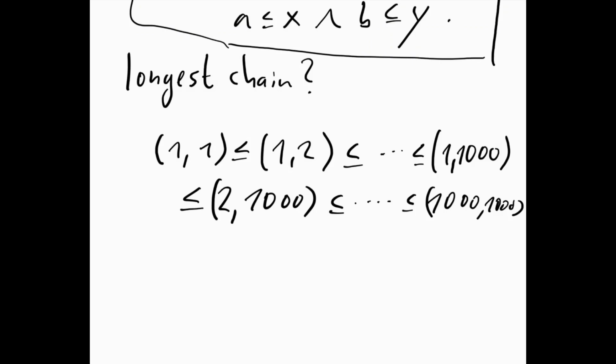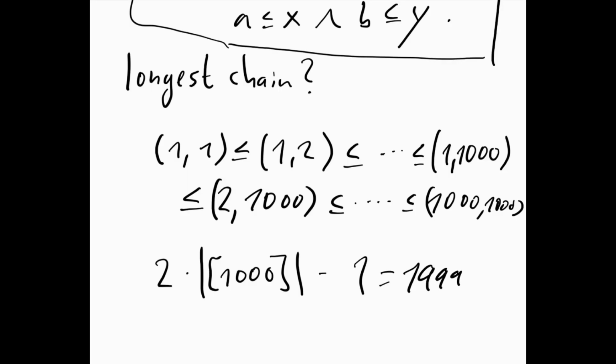Well, the rule is if we have these two equal sets, we simply take the number of elements in this set, multiply by 2 and subtract 1. That is going to be the result. So it's going to be 1999 here.